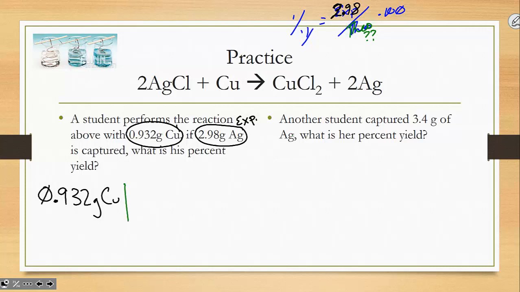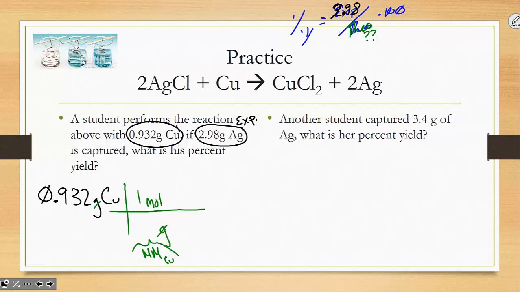So to find our theoretical yield, we have to take our starting amount of our reactant, 0.9 grams of copper, and convert that into grams of silver. So we'll need to change from grams to moles. All stoichiometric calculations require you to be in moles. So the first thing is we've got to cancel out grams and go to moles. We use the molar mass of substances to do that.